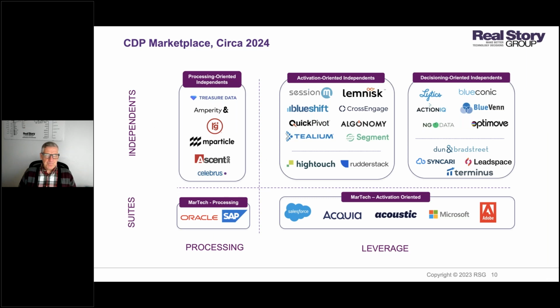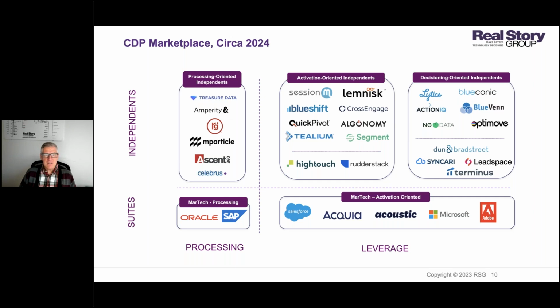And we really see it as a 2x2 matrix where you have this large bevy of independents in the top row, and then you have CDPs that are attached to MarTech suites in the bottom row. Generally speaking, the CDPs that attach to MarTech suites tend to be weaker and less independent players in your stack. There have been significant customer issues with them, and so we tend to suggest that you do very careful diligence before defaulting to one of those vendors.